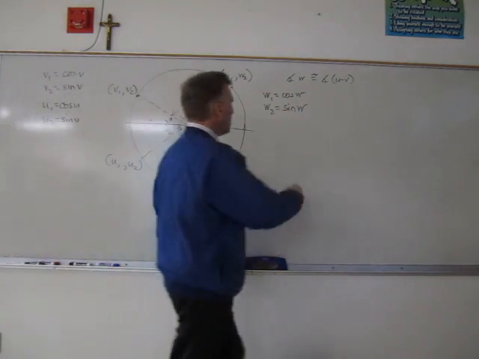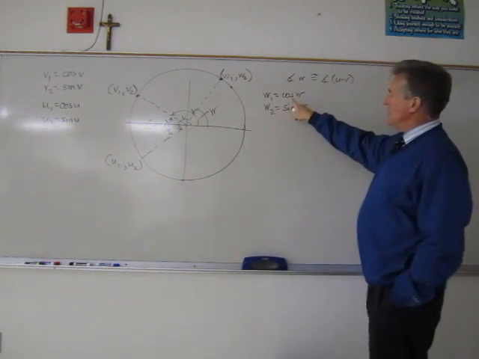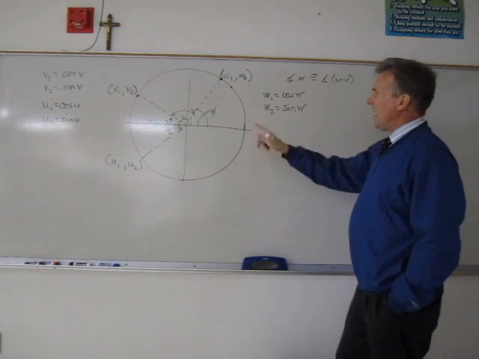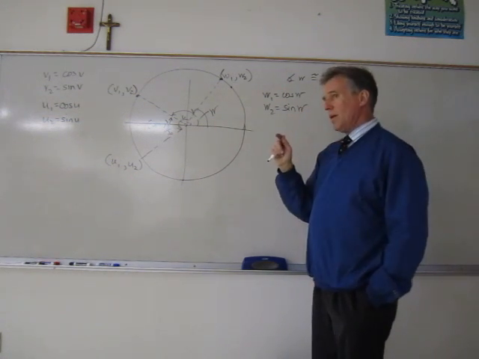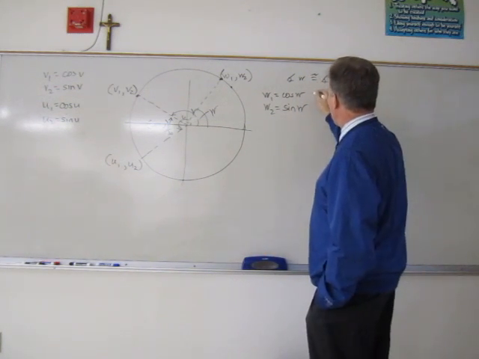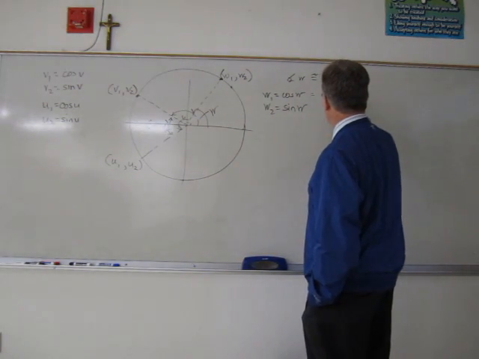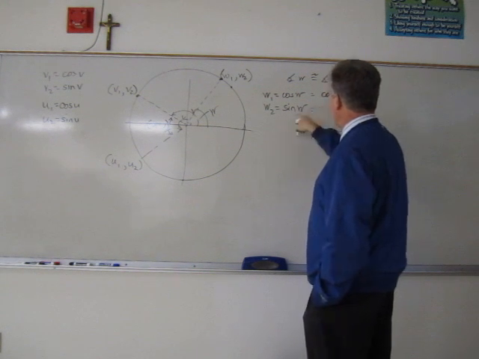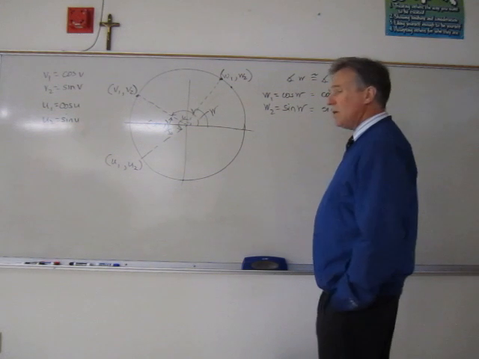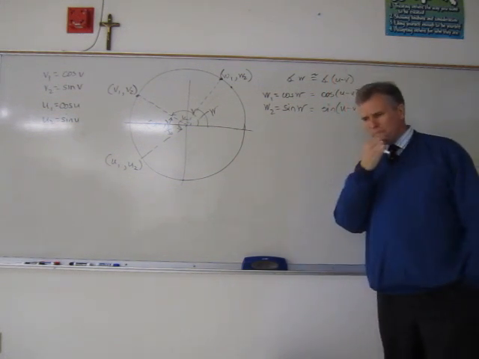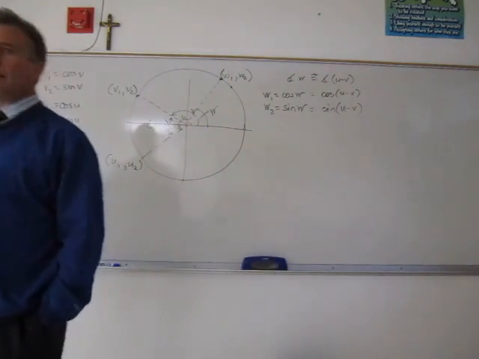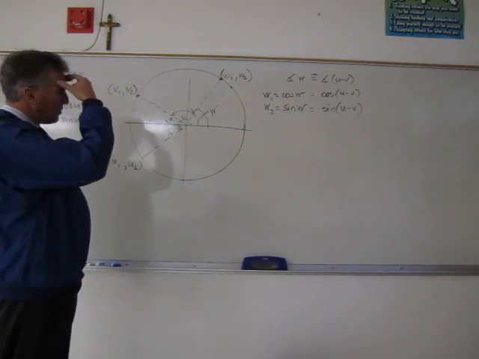Well, let's think about this. W sub 1 is cosine W, W sub 2 is sine of W, and the angles are congruent. If the angles are congruent, then so are their trig values. So it would follow that cosine of W would be equal to cosine of U minus V, and sine of W would be equal to sine of U minus V. Well, great. That doesn't give us much of anything. Real fun. So how do we deal with this?